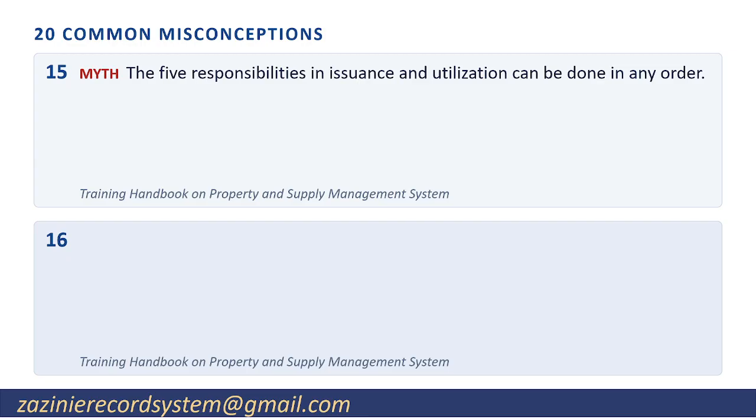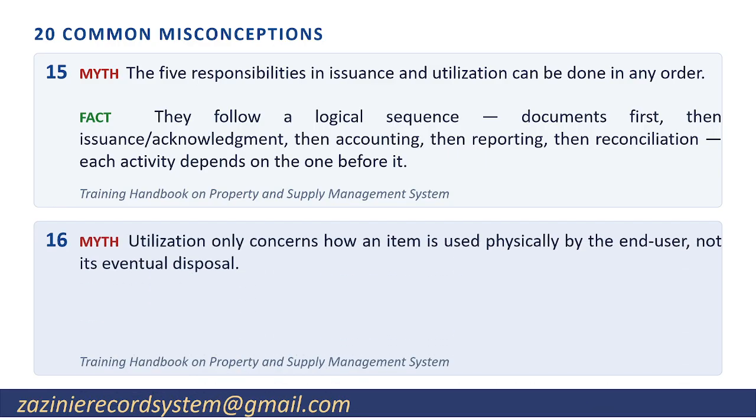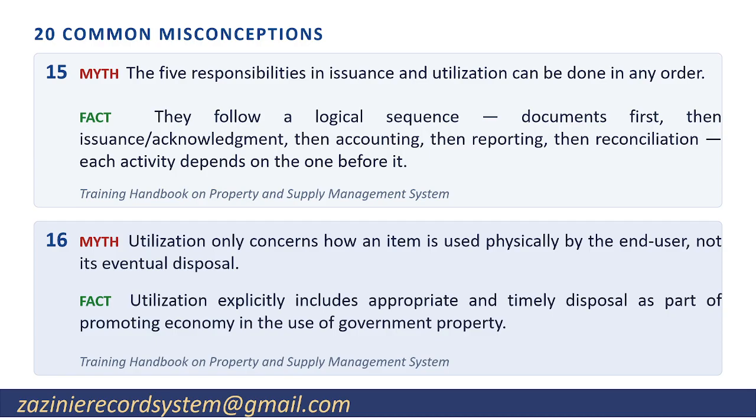The 5 responsibilities in issuance and utilization can be done in any order. Fact. They follow a logical sequence: documents first, then issuance or acknowledgement, then accounting, then reporting, then reconciliation. Each activity depends on the one before it. Number 16. Myth. Utilization only concerns how an item is used physically by the end user, not its eventual disposal. Fact. Utilization explicitly includes appropriate and timely disposal as part of promoting economy in the use of government property.